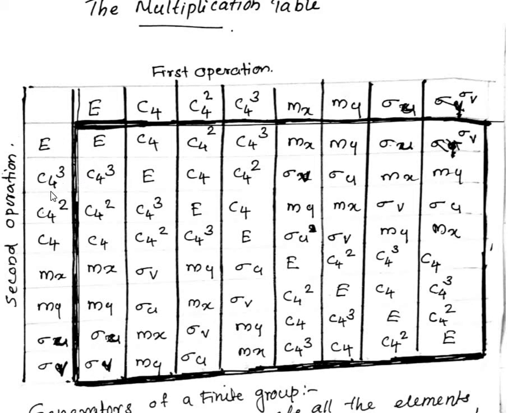Okay, so this is c4 cube and c4 inverse. The inverse of c4 square is c4 square again. Then c4 cube inverse is c4, and mx is the inverse of itself, my is the inverse of itself, sigma u is the inverse of itself, and sigma v is again the inverse of itself. So that you can check. You check it by doing these operations. Okay, it is a compulsory thing. Don't write the things blankly. You just do all the operations.